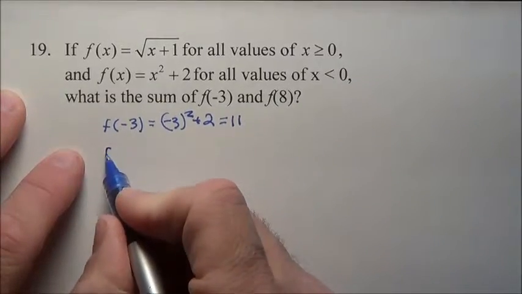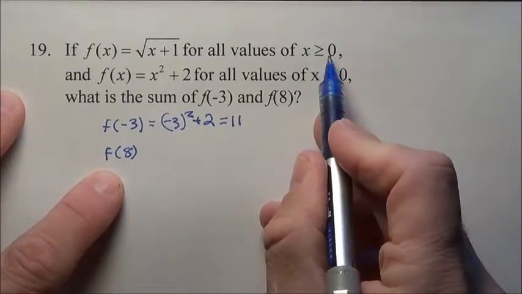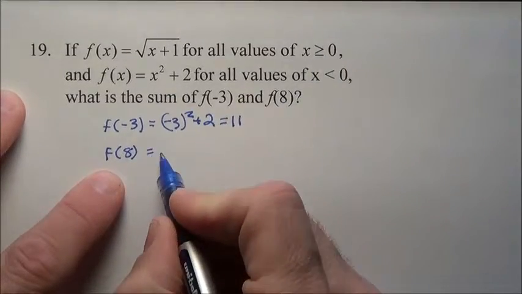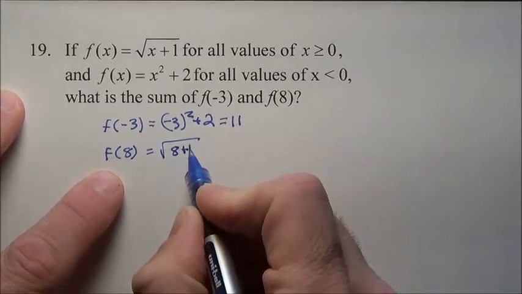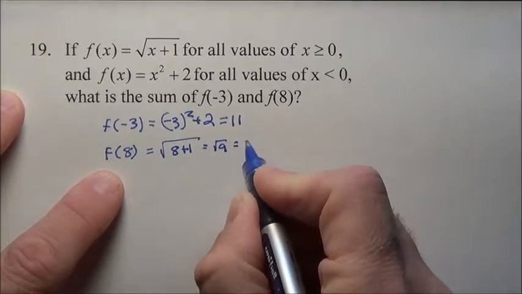Now what about f of 8? Well, the x value in this case is greater than or equal to 0, so I got to use this equation. So it'll be the square root of 8 plus 1. So that's the square root of 9. And the square root of 9 is simply 3.